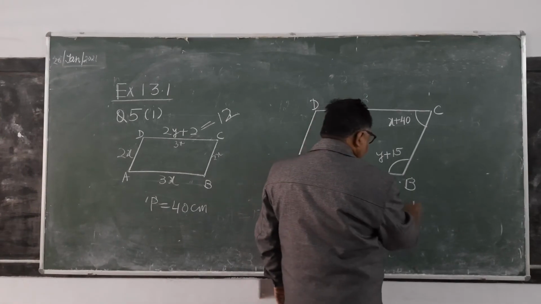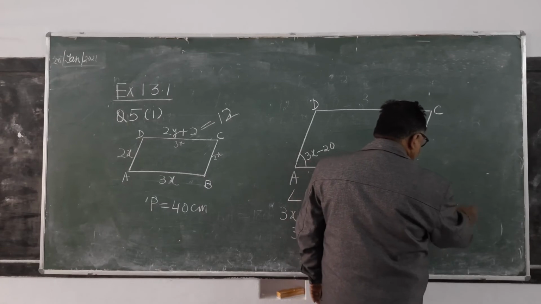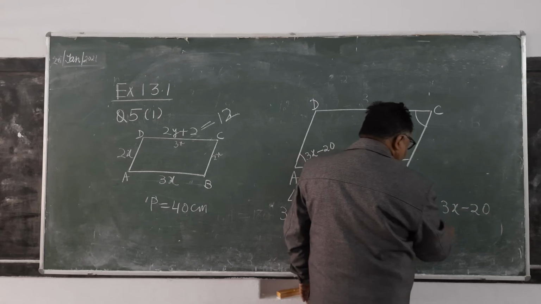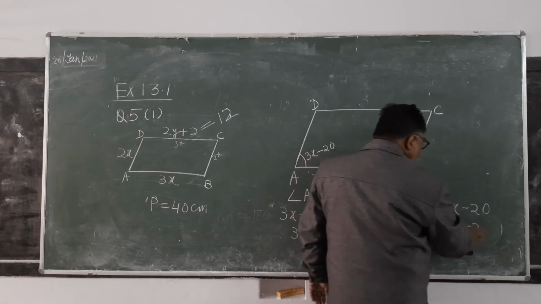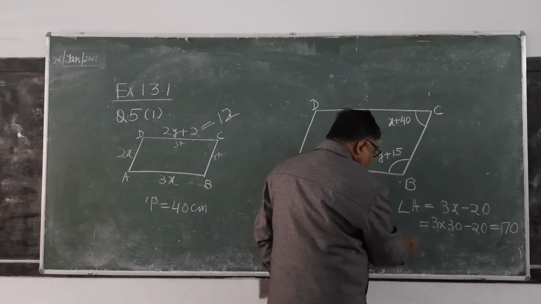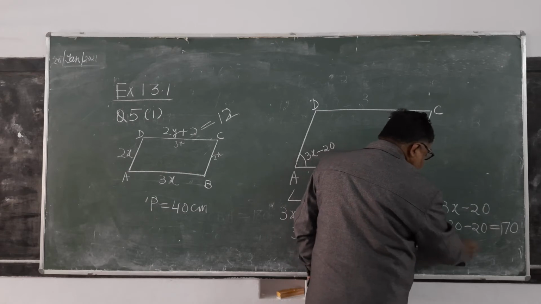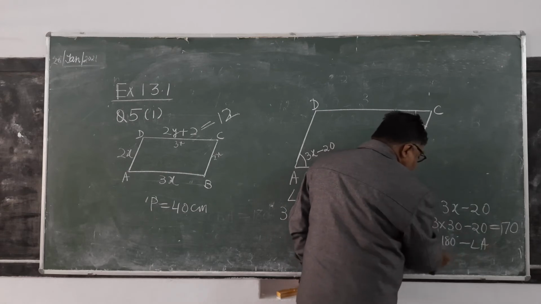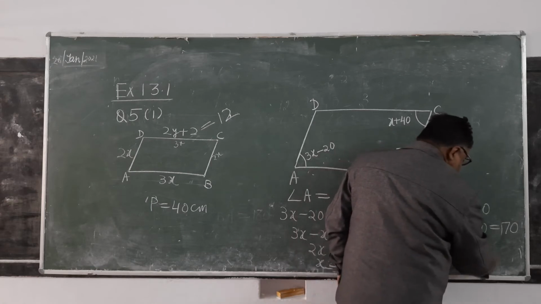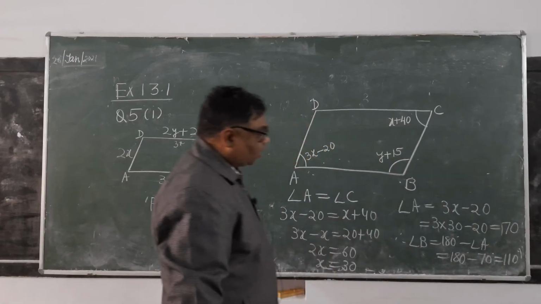First you find out angle A. Angle A equals 3x minus 20. So when you substitute the value of x, 3 times 30 minus 20, 90 minus 20 equals 70. Therefore angle B is 180 minus angle A, 180 minus 70, that is equal to 110.